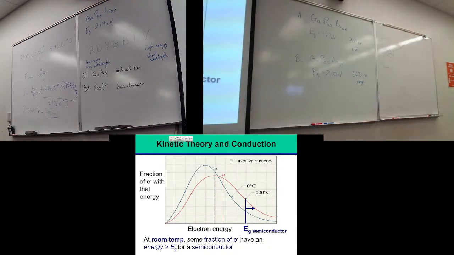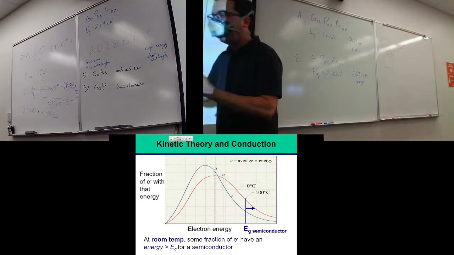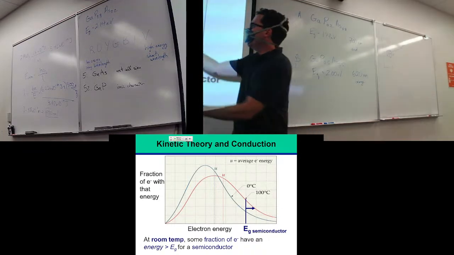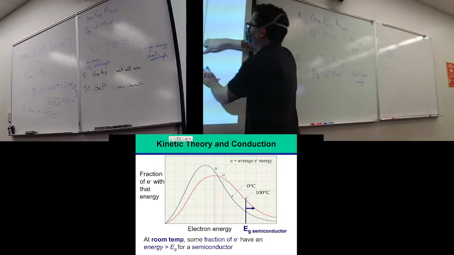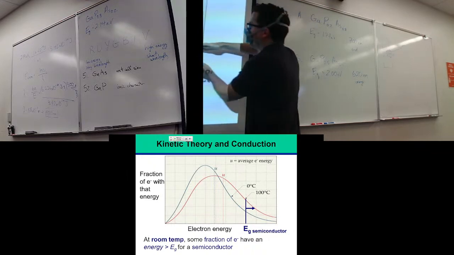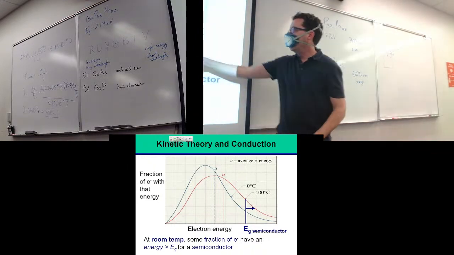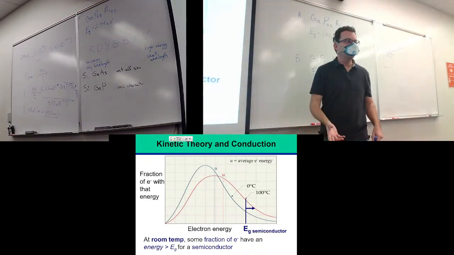now the peak shifts to the right. This line is the same energy. The band gap doesn't change. But now look at the proportion of atoms under the red curve. There's a lot bigger proportion of atoms that have the right energy to be conductive now.